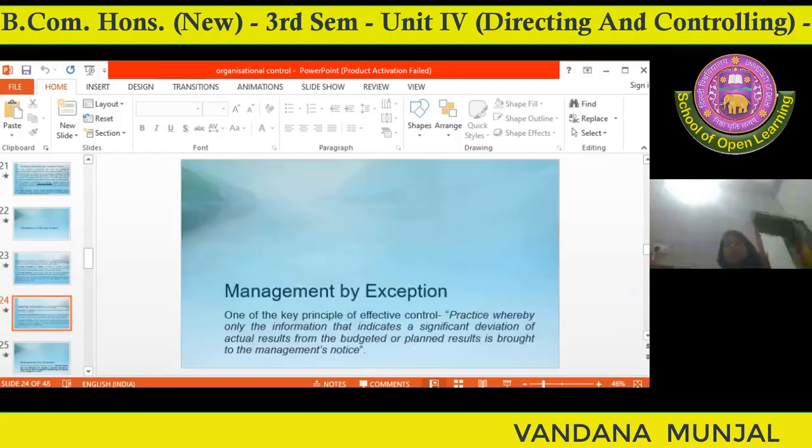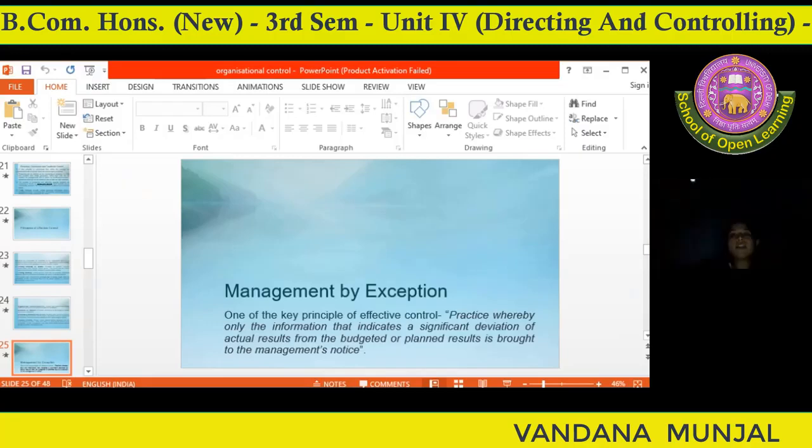This is now the key principle of control, that is management by exception. ठीक है, that is अगर आपको effective control करना है तो आप अपनी energy उन चीजों पे लगाओ जो कि key areas हैं. Okay, do not waste your energy on controlling everything. Okay, so there are two principles in management by exception, is that find a significant deviation.